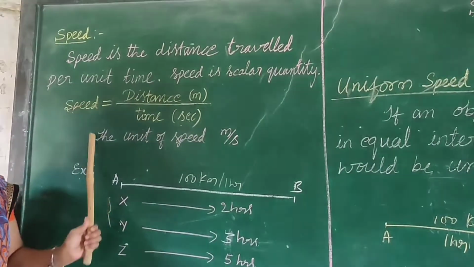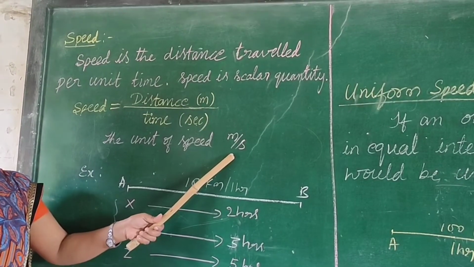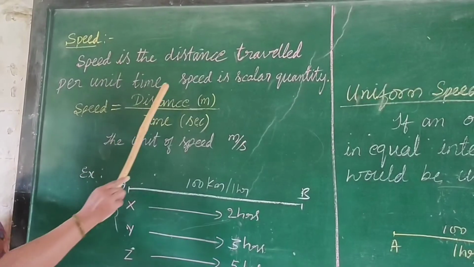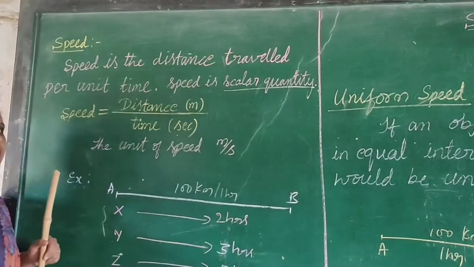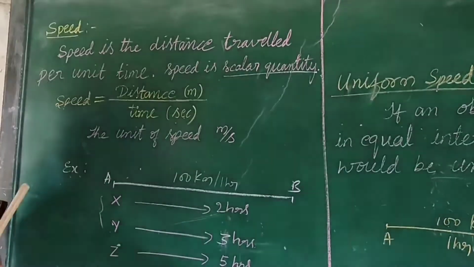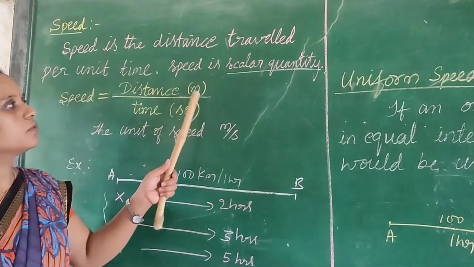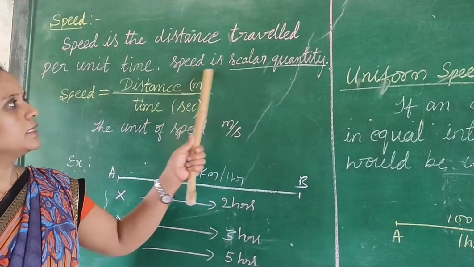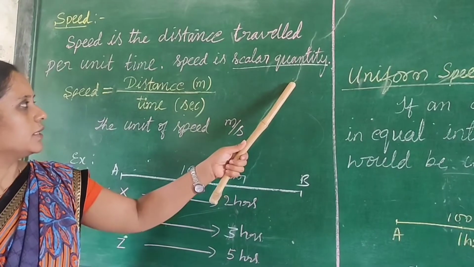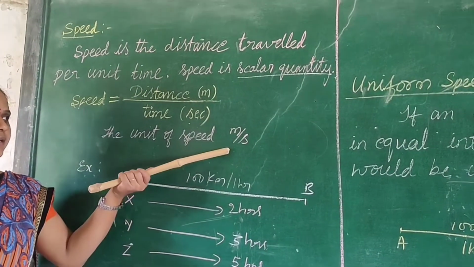Therefore the SI unit of speed is meter per second. One more thing, speed is a scalar quantity. So what is meant by scalar quantity? It has only a numerical value. The direction does not come in, only the numerical value. That's why it is called a scalar quantity. The SI unit of speed is meter per second.